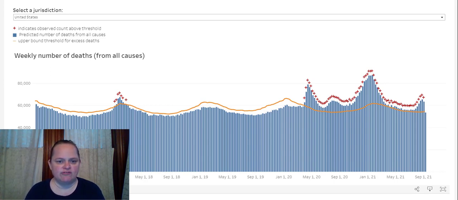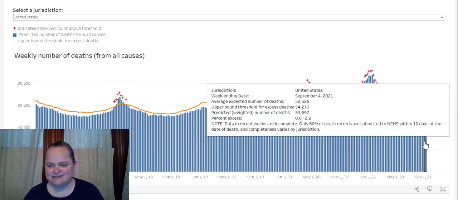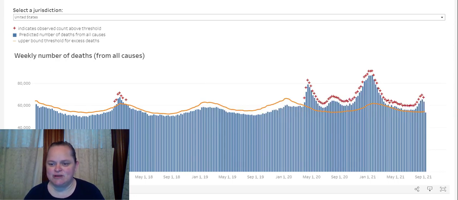And we're starting at the top level. This is the default view when you go to the link. The entire United States, going back to January 2017 up until the first week of September, but that last week and actually the last couple weeks are probably an undercount of deaths. So what do we see?